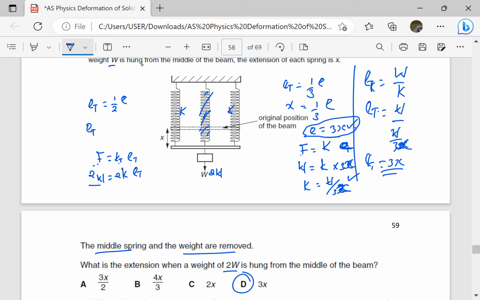Now the load is twice W. But if the springs are in parallel, their total constant is the sum. That's why I have 2K, then times total extension, which I called ET. So I could substitute and find ET as 3X. So the answer is D.